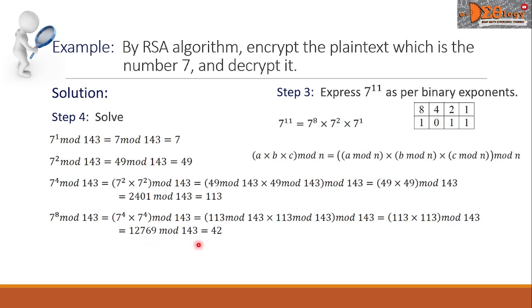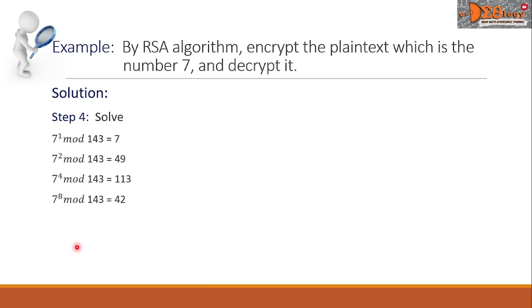When we simplify this, we will get 42. Now let us clear our screen and let us write the corresponding values for respective modulus. So it will be like this. We proceed now to step 5.